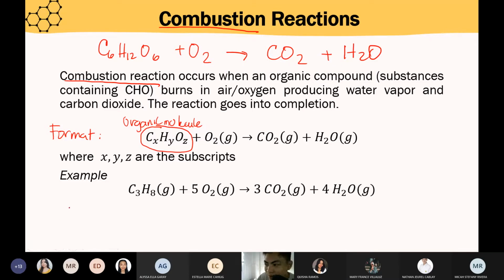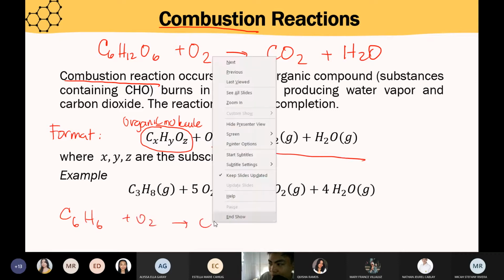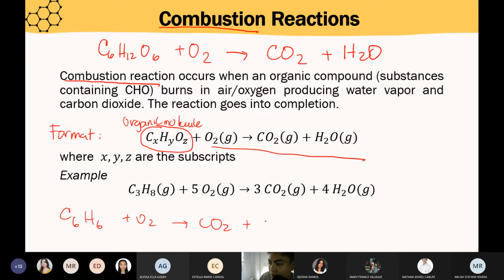For example, you react your benzene with oxygen in the air to produce carbon dioxide and water. How will you write that? Okay, so basically, you just copy everything on the right. Plus O2 producing CO2 plus H2O. And then later on, you have to balance it na lang. Again, the discussion on balancing will be covered in your laboratory.